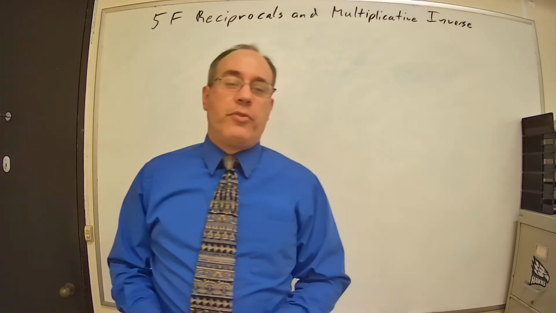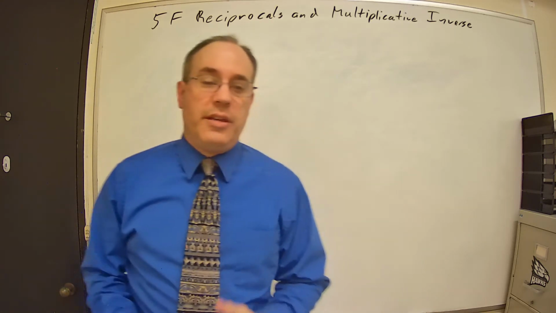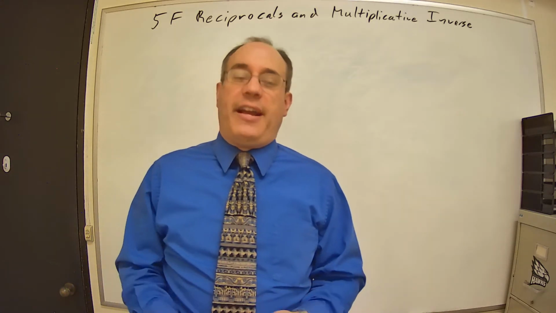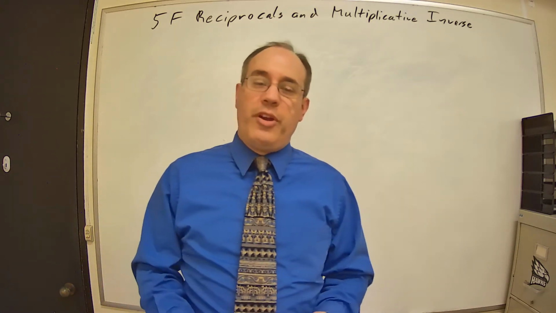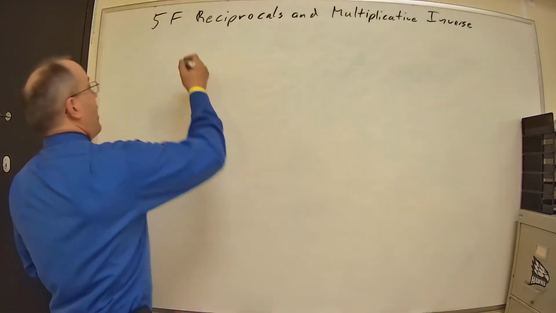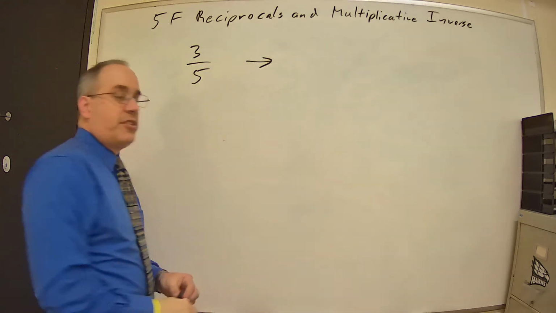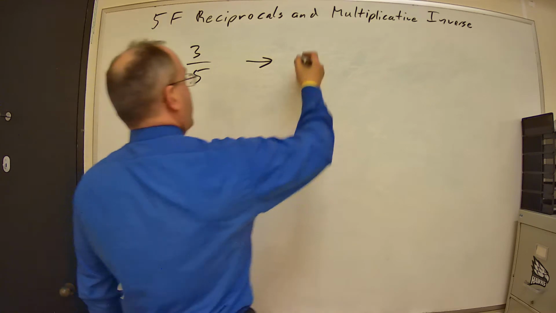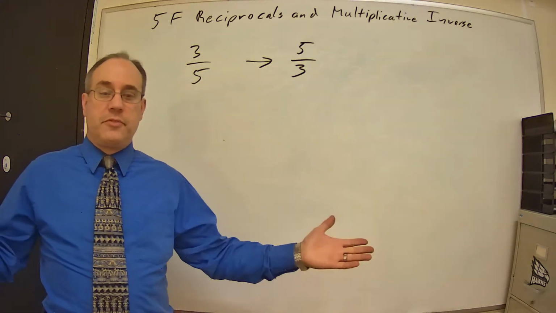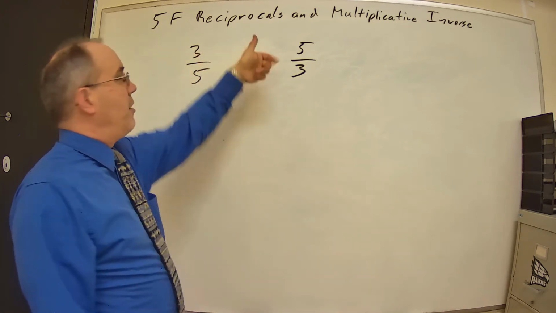5F, reciprocals and multiplicative inverse. The reciprocal is just flipping a fraction, meaning that the numerator and the denominator change places. So if I have the fraction 3/5, then the reciprocal of 3/5 would be 5/3. Ta-da! That's a reciprocal. It just means you flip the fraction.